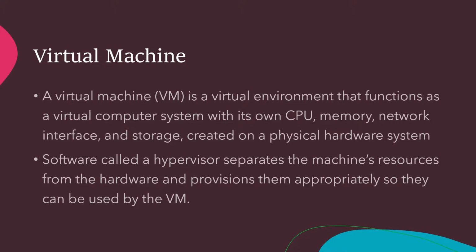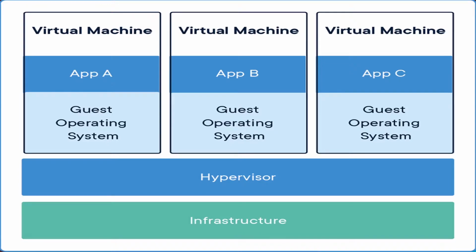Let us look at the architecture. This is how a virtualized machine environment looks like. There is a hypervisor. This hypervisor communicates with the infrastructure and provisions the infrastructure resources appropriately to the virtual machine. Now, each virtual machine can have its own operating system, its own networking, storage, etc.